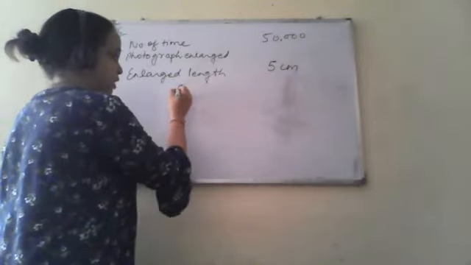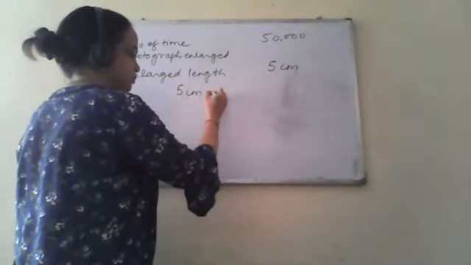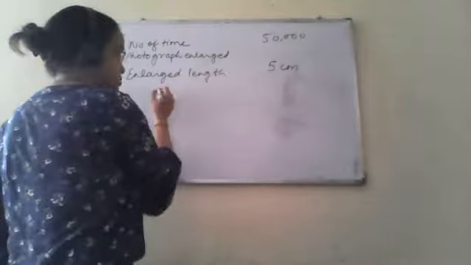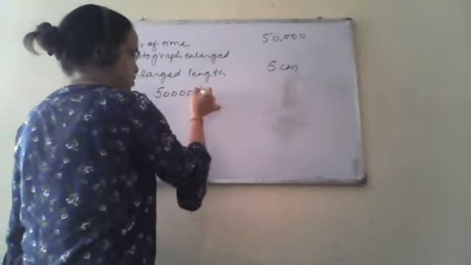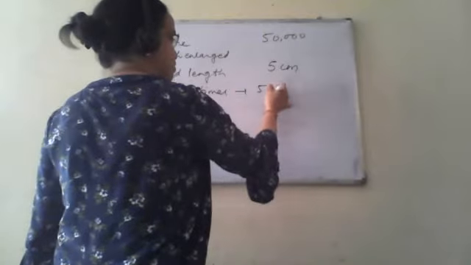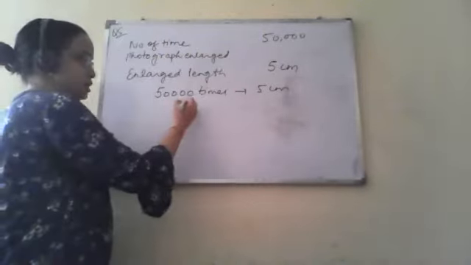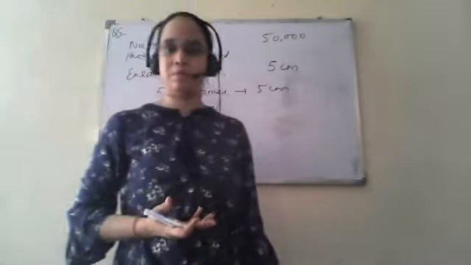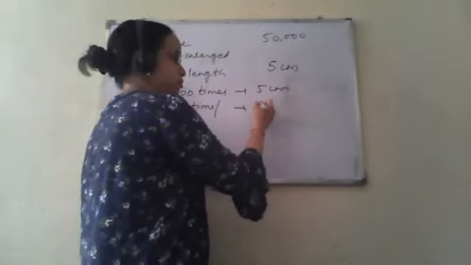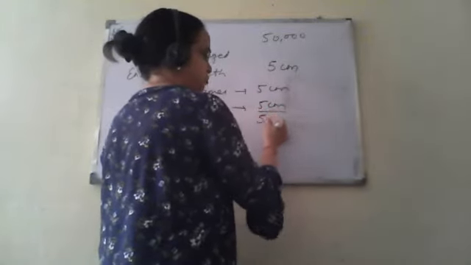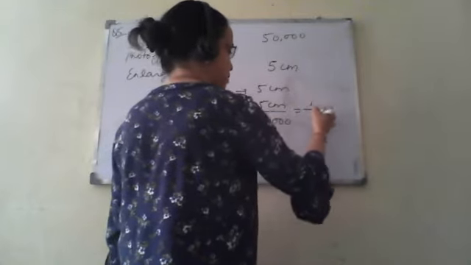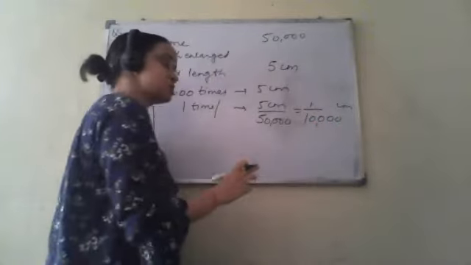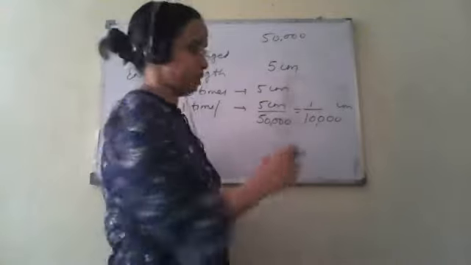So for 5 centimeter, if this bacteria has been enlarged 50,000 times, the enlarged length is 5 centimeter. If it is not enlarged, that means it is enlarged one time, or the actual photograph that has not been enlarged. It will become 5 centimeter upon 50,000. It comes out to be 1 upon 10,000 centimeter. That means the length or size of bacteria is 1 upon 10,000 centimeter.